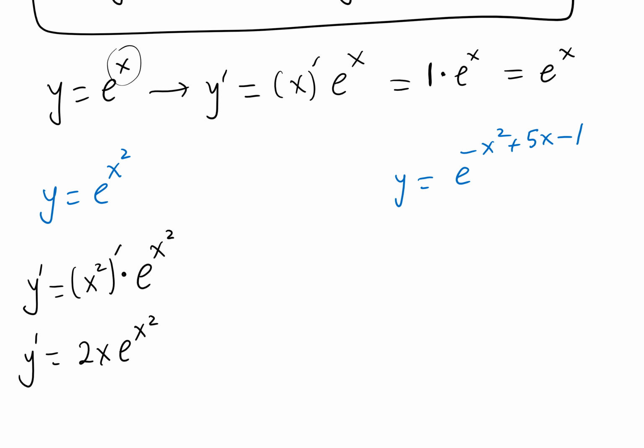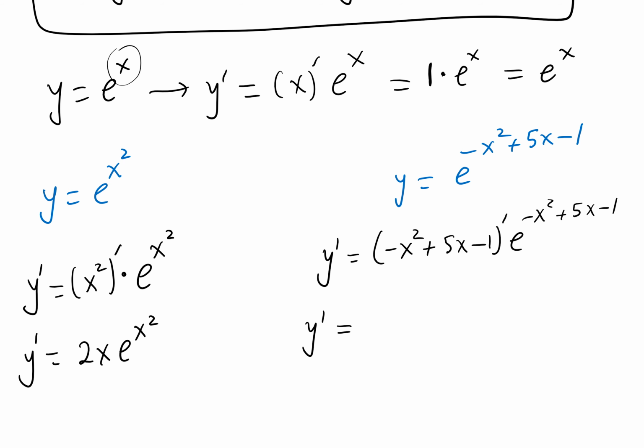Okay, what about the next one? y prime is the derivative of the top times itself. Okay, the derivative of this is negative 2x plus 5 minus 0, times the function itself.